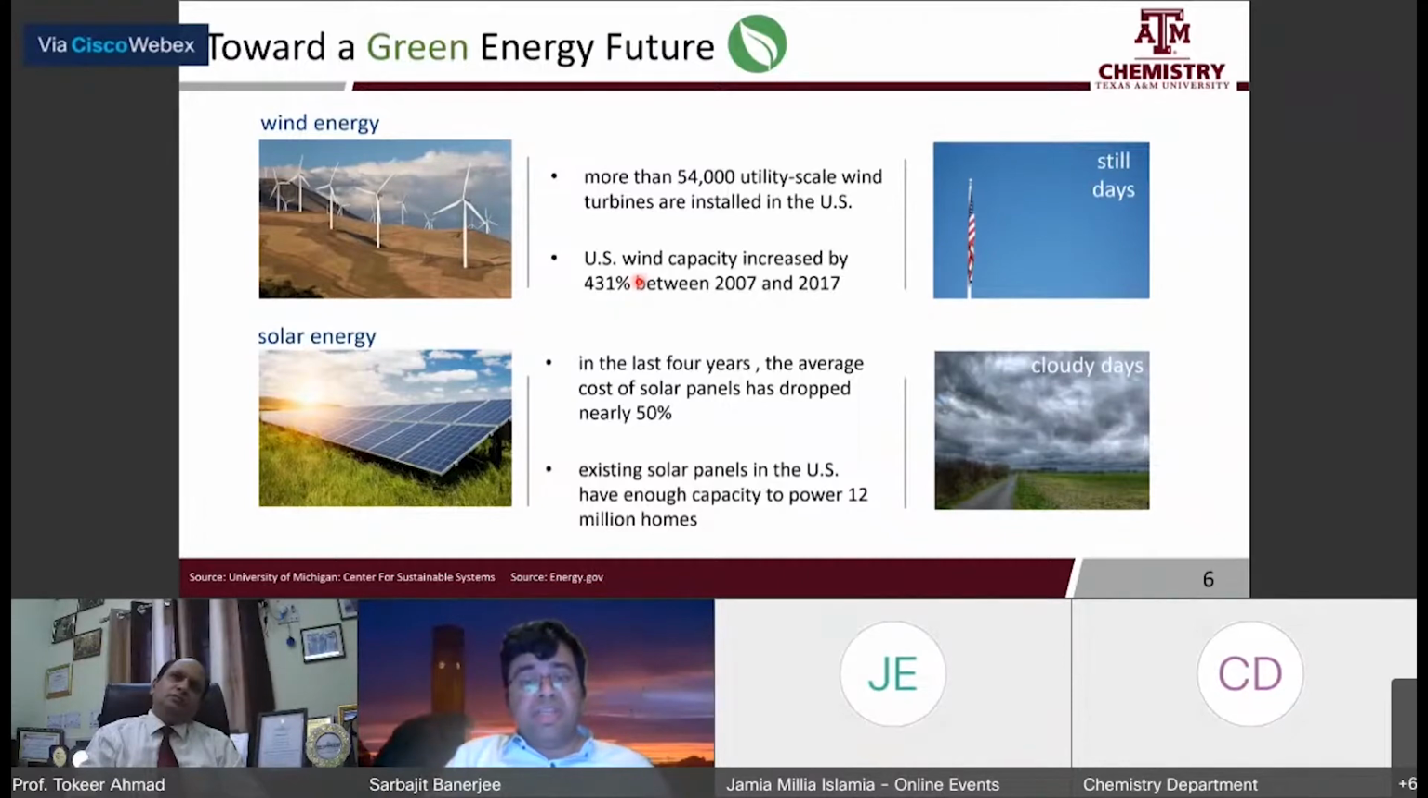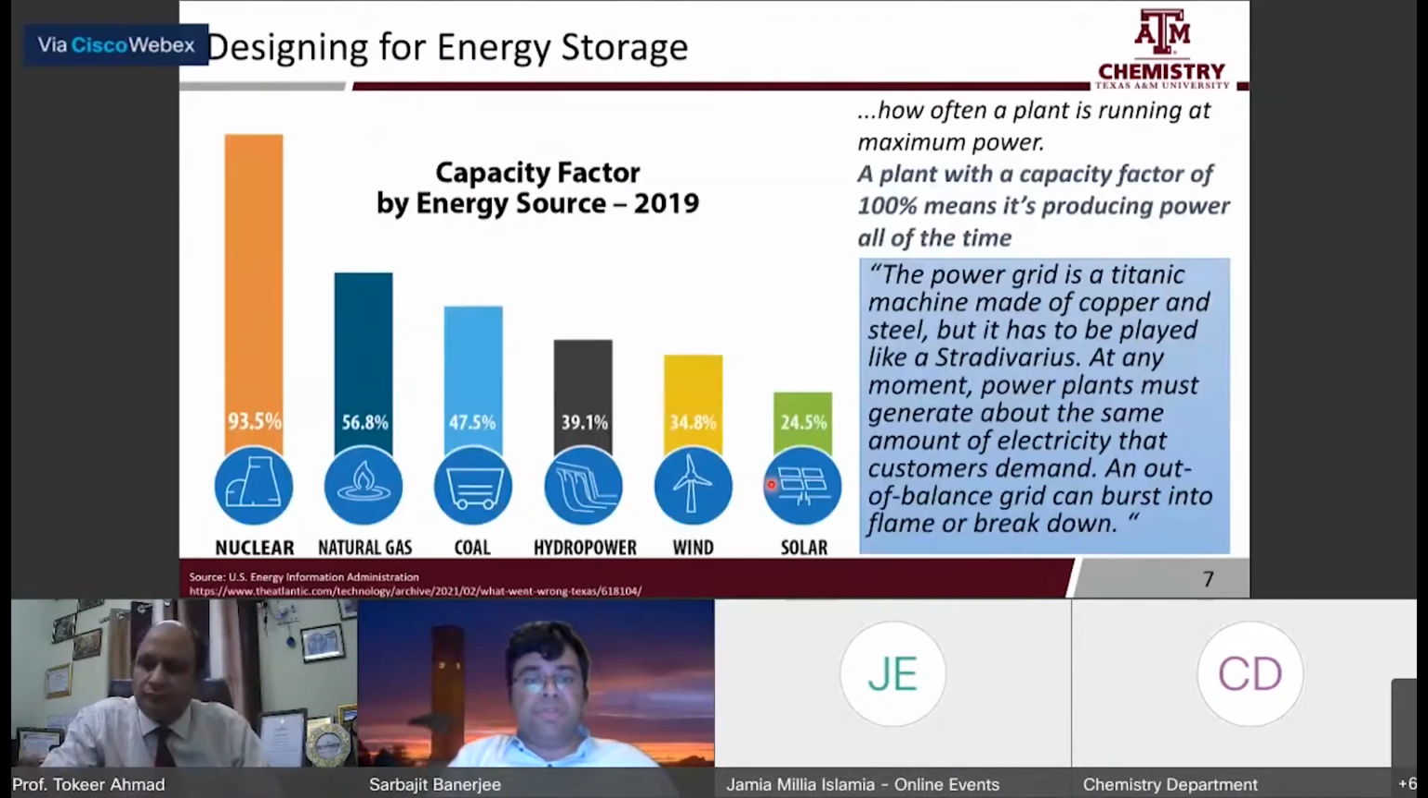Again, solar energy: the average price of solar panels has dropped nearly 50%, and the existing solar panels in the US have enough capacity to power millions of homes, and this number is constantly increasing. But again, you don't have solar at night, you don't have solar on cloudy days. Sometimes you've got multiple days, weeks of rain and clouds where the solar is not very effective, right? So what do we do here, right?